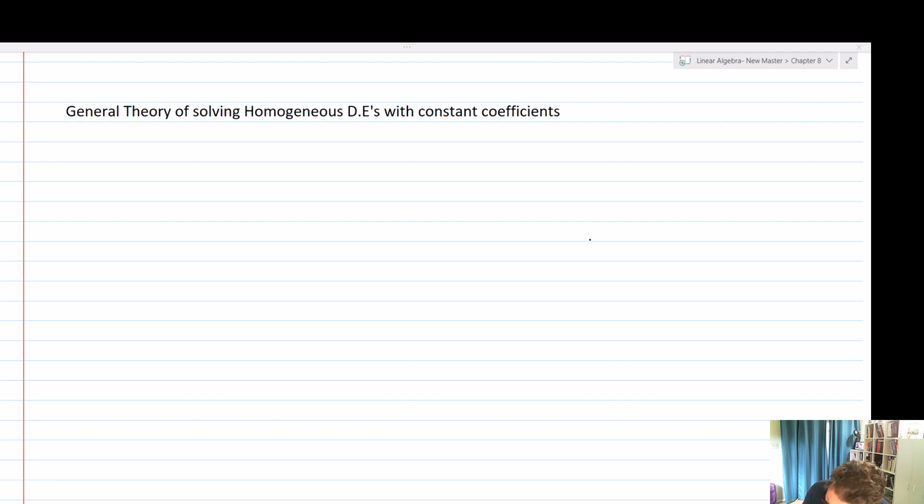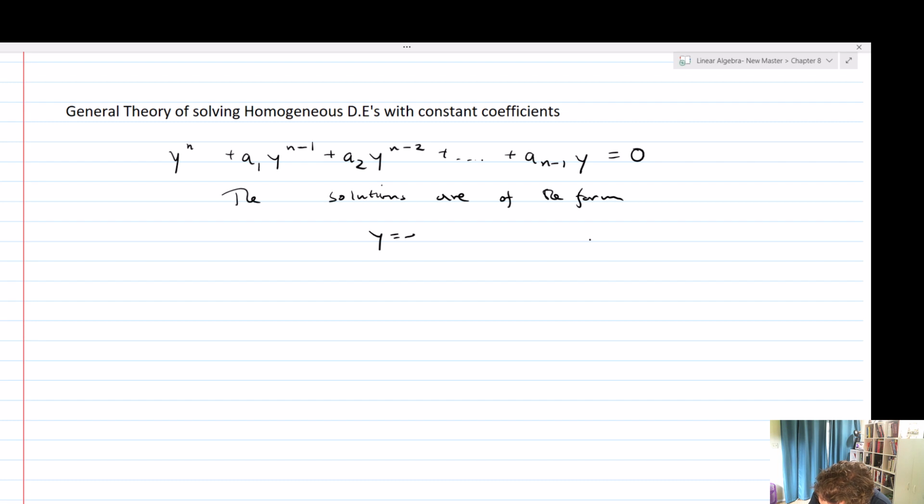So we've got a differential equation of the form y sub n plus a1 y sub n minus 1 plus a2 y sub n minus 2 plus dot dot dot plus a sub n minus 1 y equals 0. That's our form. And what we're going to do is posit that the solutions are of the form y equals e to the rx. And we saw that actually inside of the last lecture. Now we're going to formalize the process. Okay? So we're going to say that the solutions are of the form y equals e to the rx.